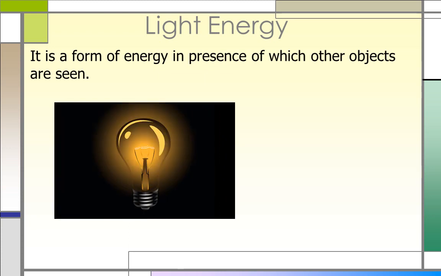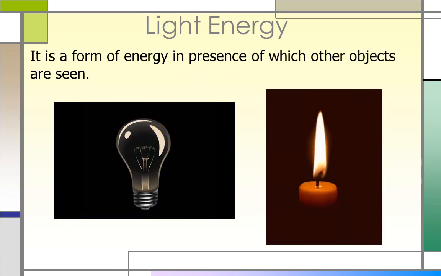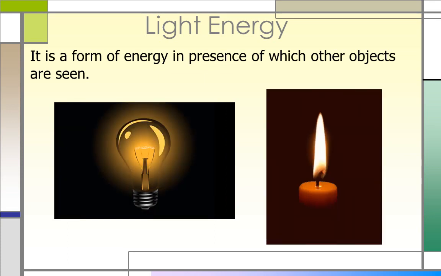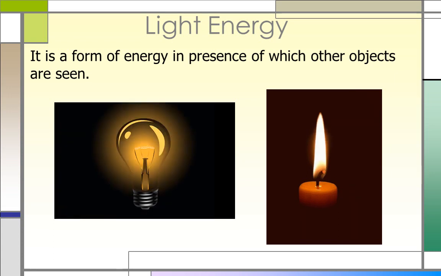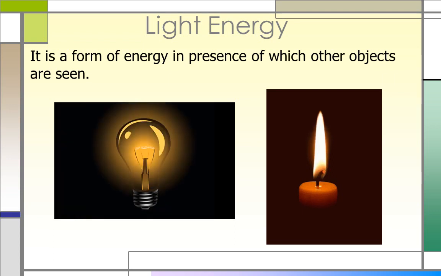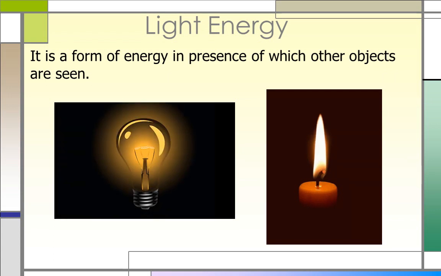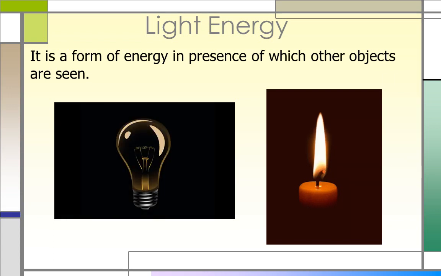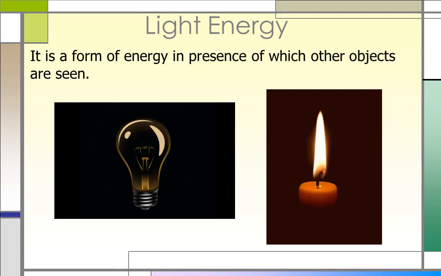So light energy is the form of energy in the presence of which other objects are seen. For example, an electric bulb, or the burning candle, or we can take many other examples also, or all the luminous bodies. They are the examples of light energy. Clear? So light energy is a form of energy in presence of which other objects are seen.